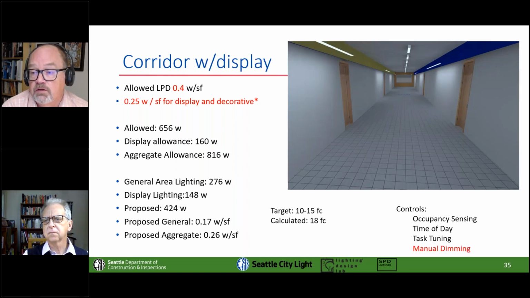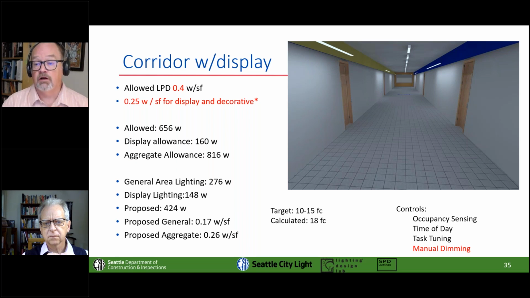What if I want to add some display? So maybe in this school classroom, I've got some pinup boards, maybe I've got some murals, maybe I've got some other things. If I go ahead and do that, my proposed aggregate bumps to 0.26 watts per square foot, but look where we are with our allowance is 816 watts, and our proposed lighting, including the display, is 424 watts. So we're basically half the allowance that we have here.